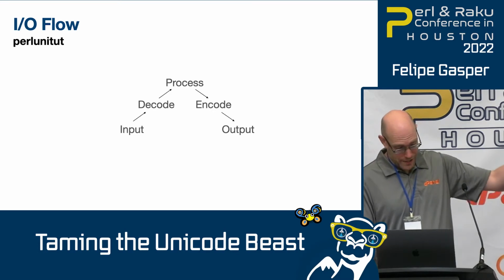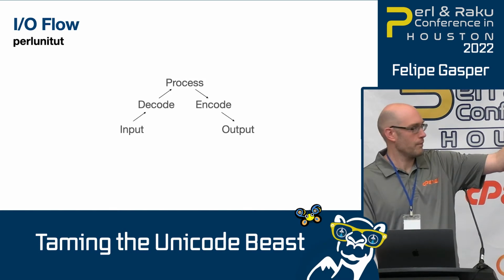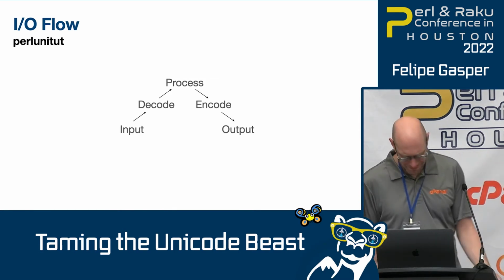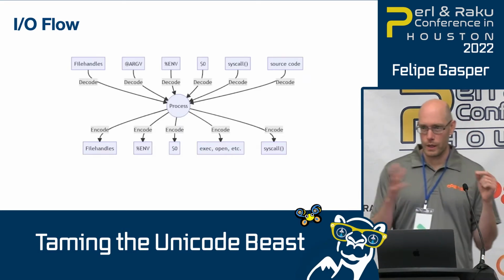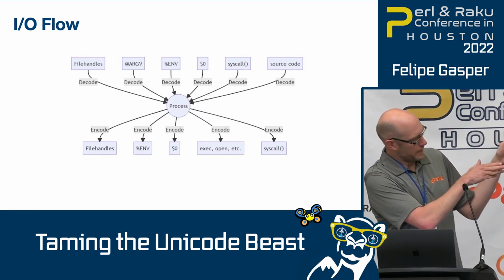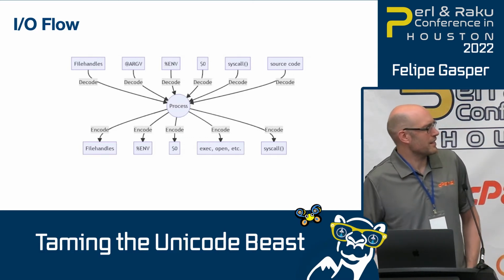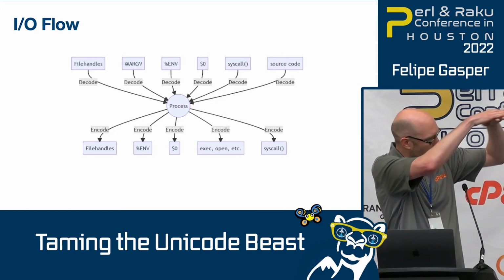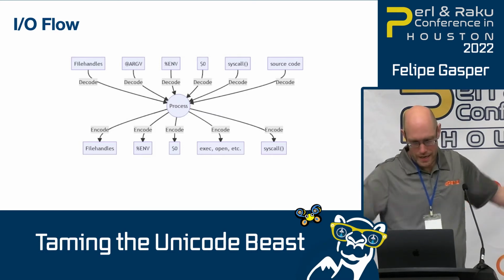And it shows just a very simple thing where you take input, you decode it, you process it in Perl, you encode it for output, and then you output your bytes. It's very simple. And if you combine that with what we looked at earlier, all the sources of input and all the sources of output, this is what that would look like. It looks a little complicated, but at least it's consistent. All of your sources of input go through a decode, you process it all, you encode it all, you output it all.